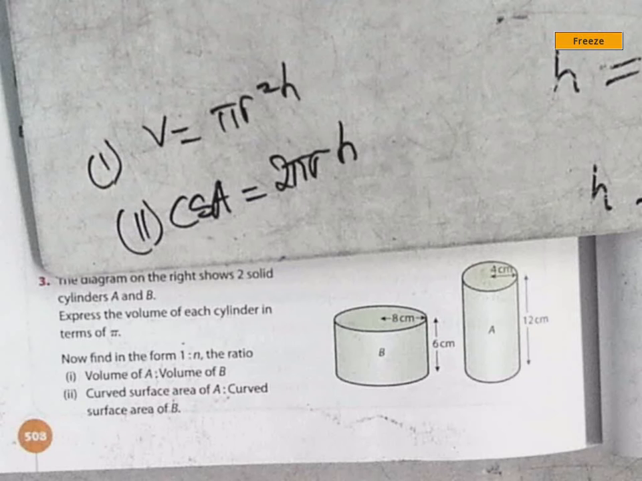No units for ratio. It's just 1:2, 1:3, whatever. When I got the answers of A and B, I don't like to get the ratio. So what did you get for the volume of A? 384 pi. What did you get for B? 192 pi. So you just write 384 pi is to 192 pi, right? Knock off the pi's.